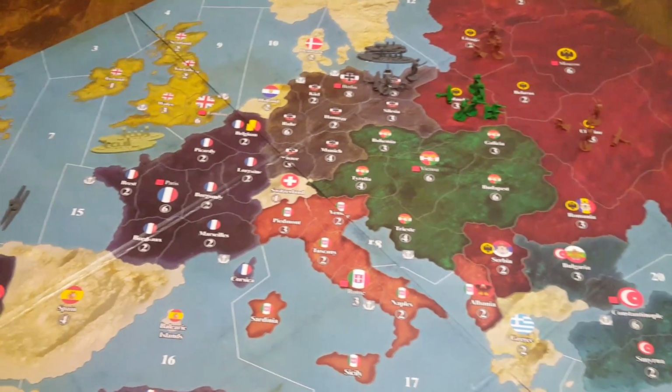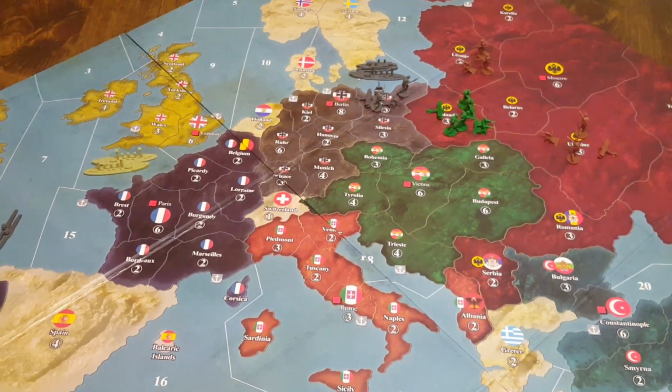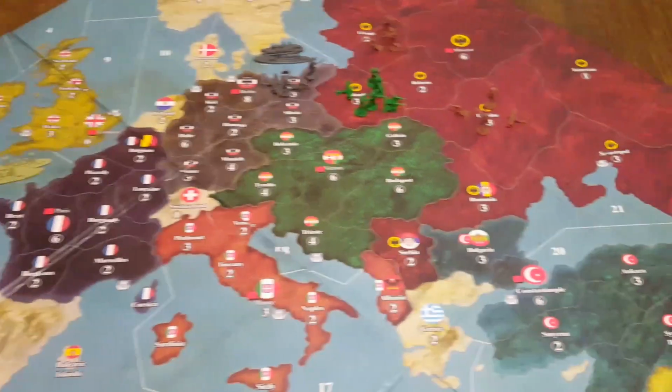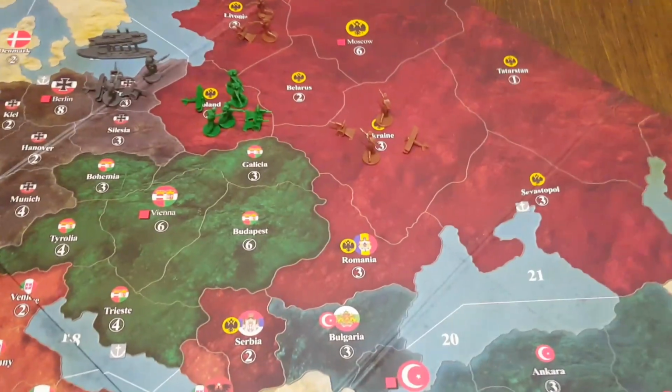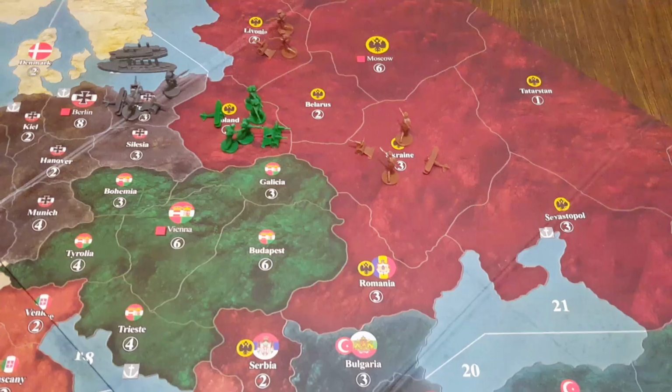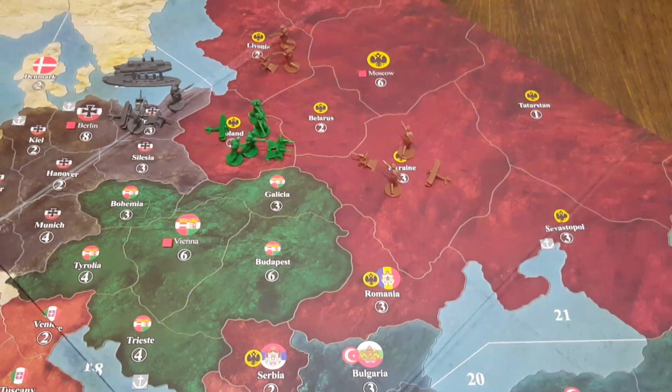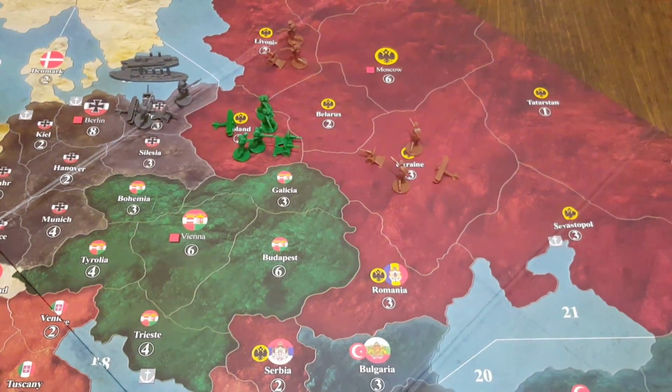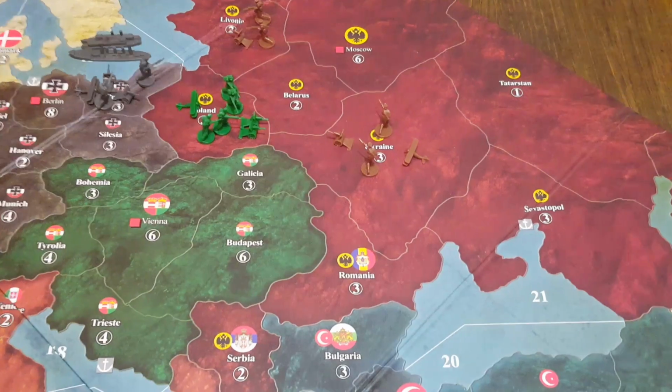So I have a couple different scenarios set up on this board. We're going to go through each one at a time. The first one, we're going to be looking at Poland and Ukraine over here. And we're going to assume that it is Austria's turn. Austria has its force in Poland. It's going to attack Ukraine.